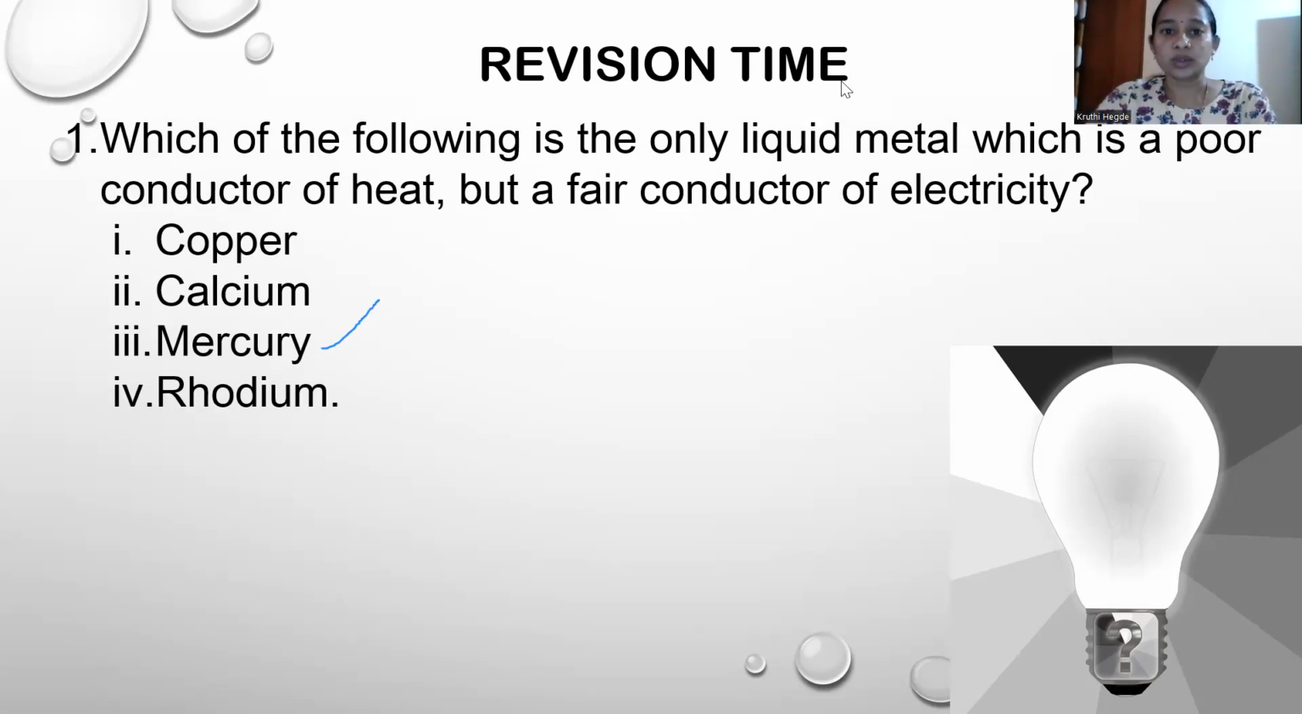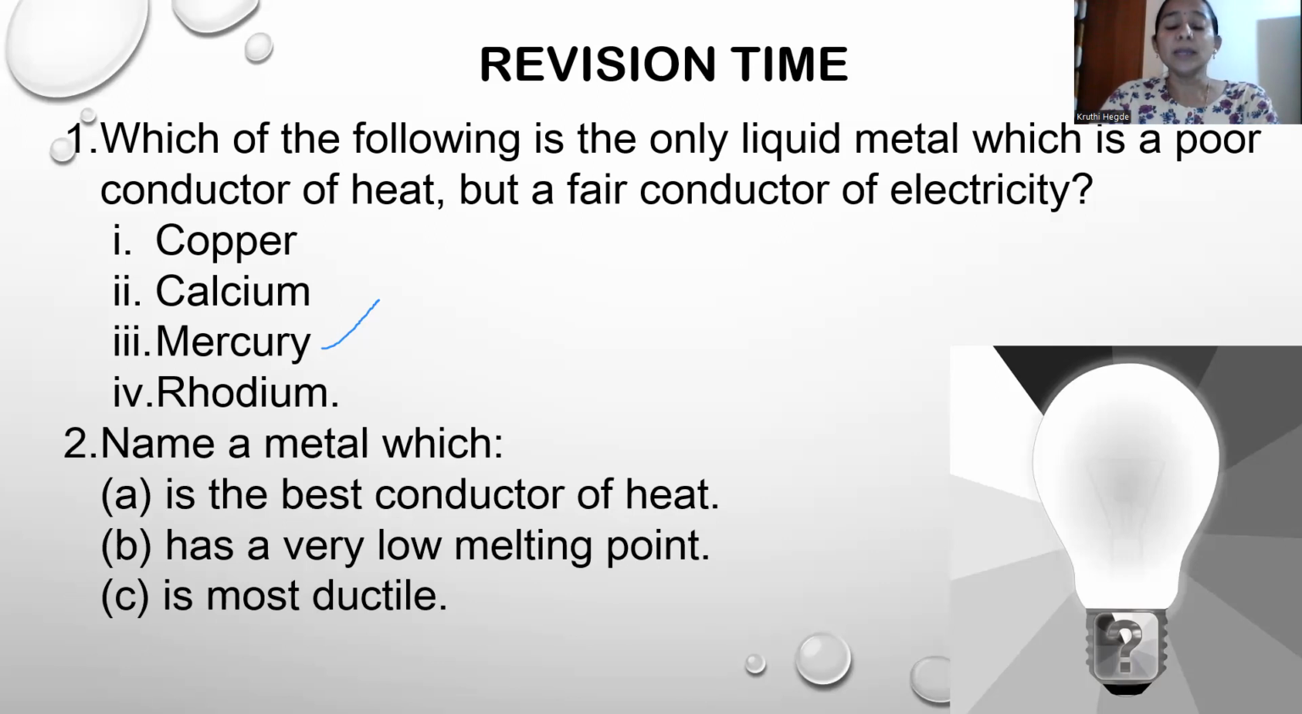So let us go further to understand another question. Name a metal which is the best conductor of heat. Which is the metal which is the best conductor of heat? Yes, we have discussed that also in the previous part, that it is Ag. Can you guess? What is Ag? Ag is nothing but silver. Silver is the best conductor of heat.